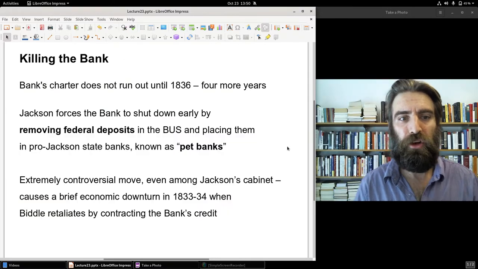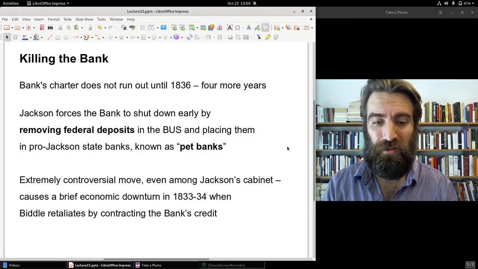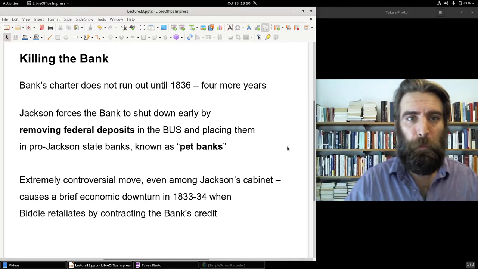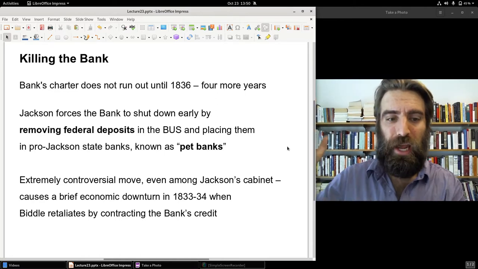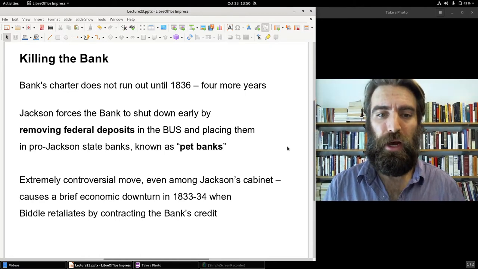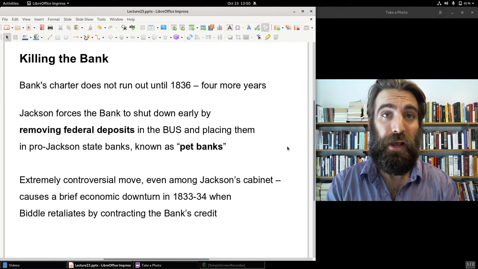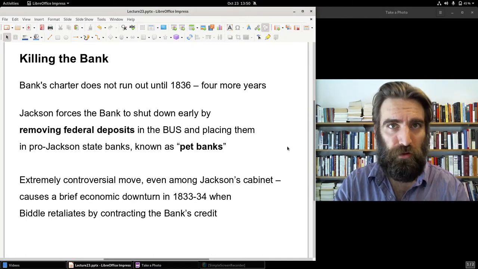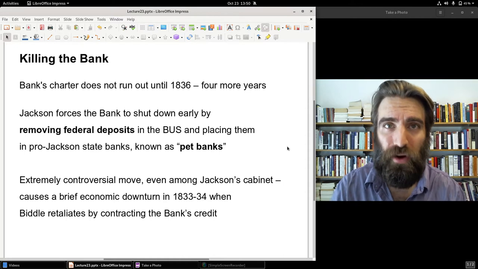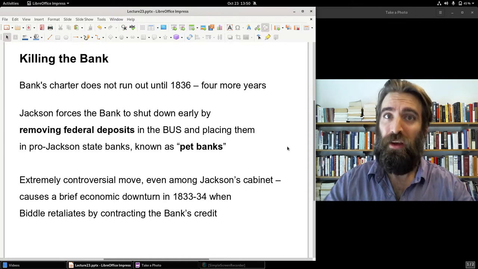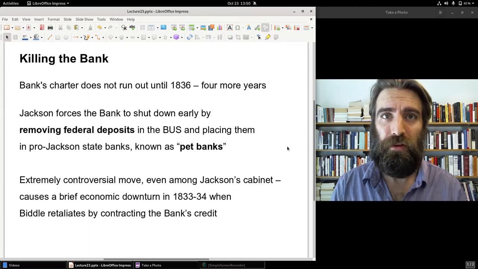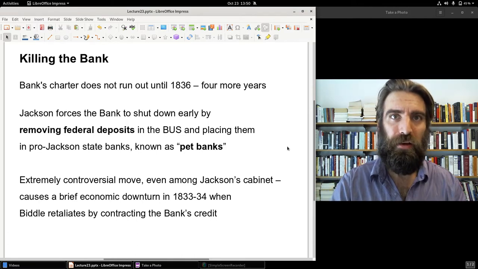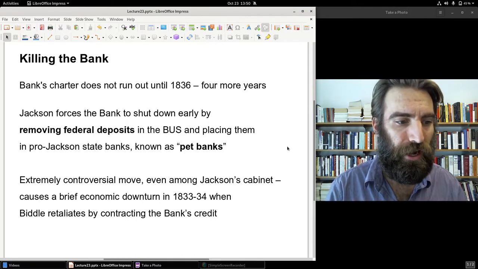Nicholas Biddle actually attempted to intervene in this as well. And Nicholas Biddle, in 1833 and 1834, very abruptly began contracting the bank's operations and contracting the bank's credit. And actually, we know through looking at Biddle's correspondence that this was a purposeful, deliberate move on his part to cause possibly a fiscal crisis in order to get the public against the removal of these deposits.